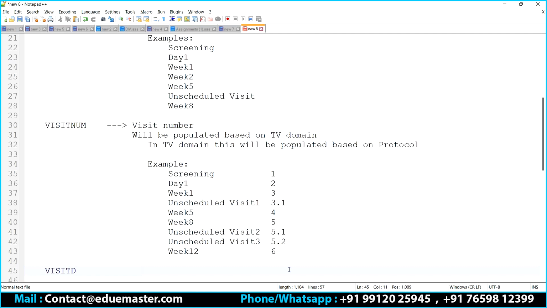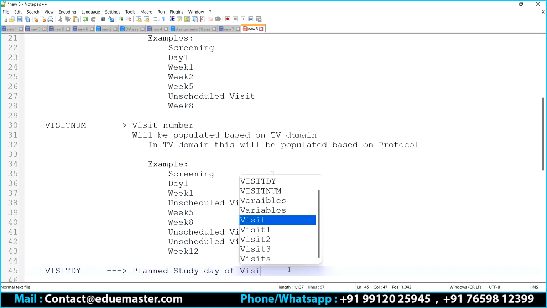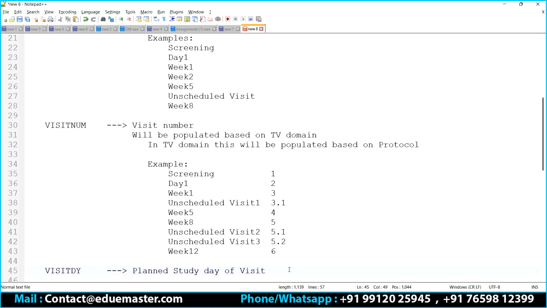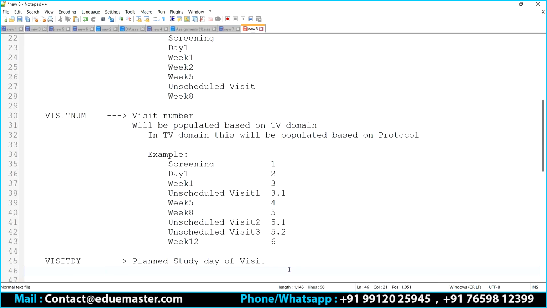Next. Once I have the visit number, then I need to think about visit day. Visit day is also populated from the TV domain only. This is nothing but the planned study day of visit. It is a planned study day of visit, right? Now, the most important thing that you need to understand here is it will also be populated based on the TV domain only.